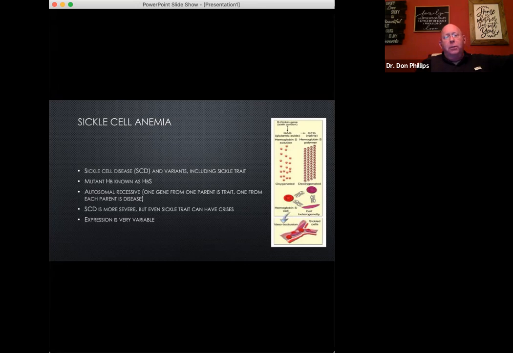And the problem with sickle cells is that they don't bend. In our capillaries, our capillary beds are a little less than one red blood cell thick. So your red blood cell actually has to squeeze a little bit to get through that capillary bed. But the sickle cell doesn't bend, so it can't flex to get through those capillary beds, and as a result they end up with occlusions. As this slide points out, even sickle cell trait can have crisis because they don't produce normal hemoglobin, but the expression of that is very variable.